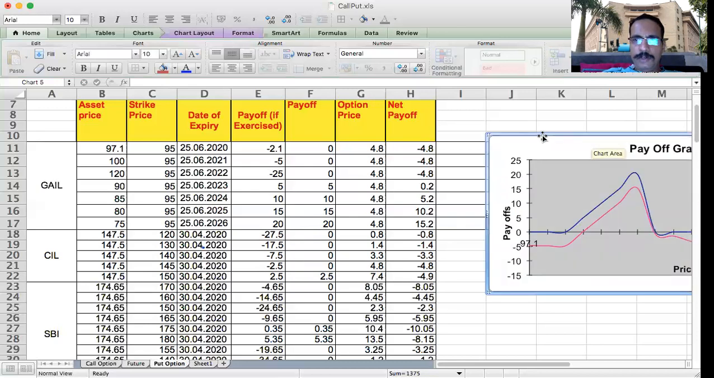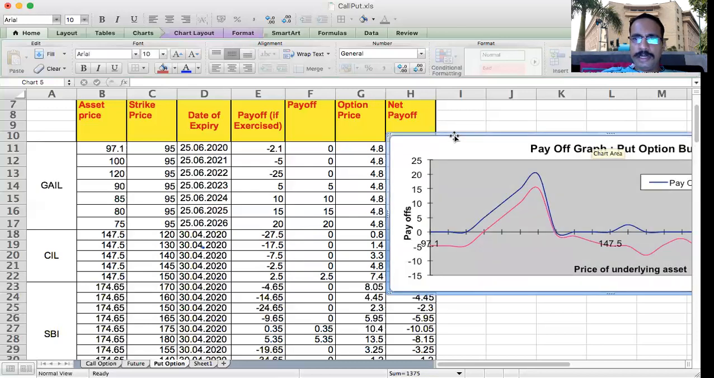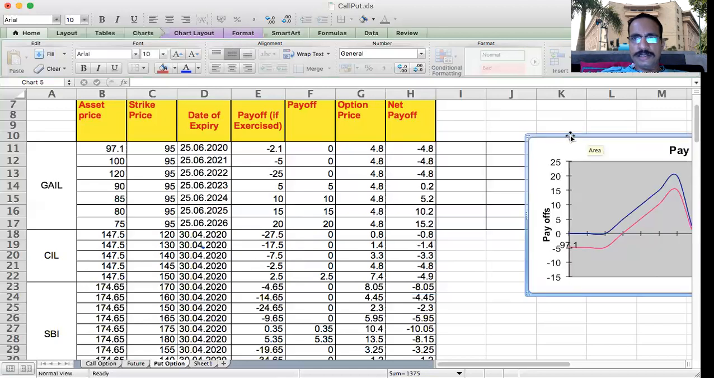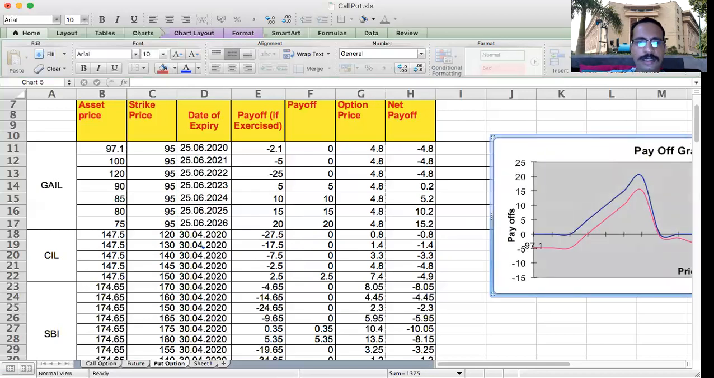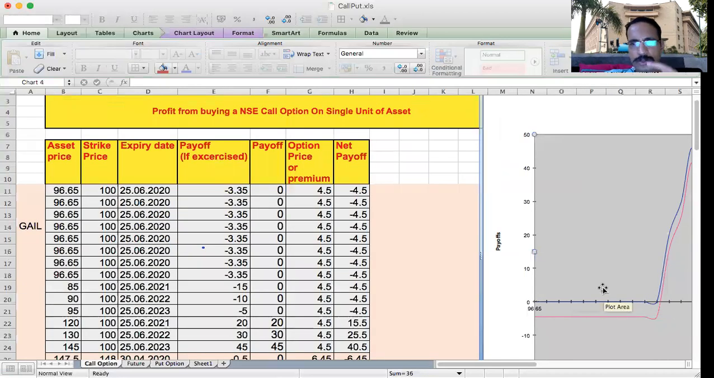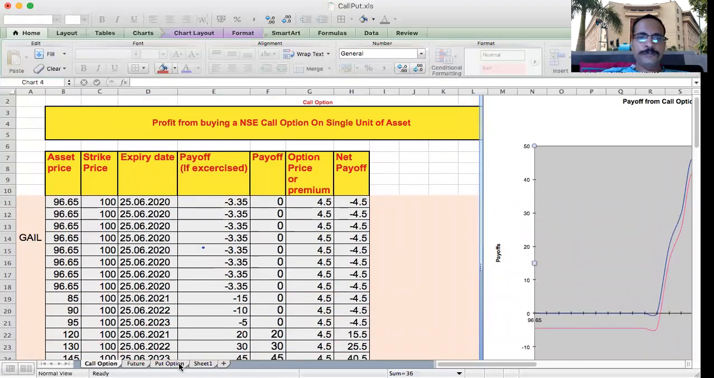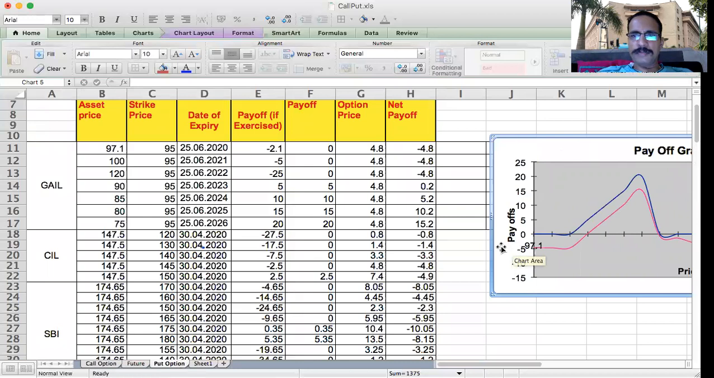It's a graph between the payoff and the price of the underlying asset, right? So as the stock price falls, in this particular case, you will have a gain, and in case of call option, as the stock price rises, you will have a gain. Okay, does that make sense?